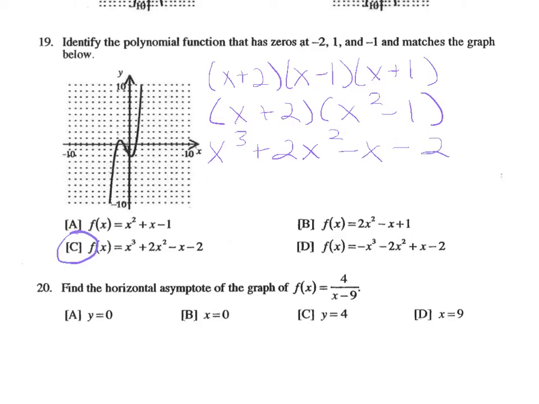which would be choice C. And for the last problem, we want to find the horizontal asymptote of the graph 4 over x minus 9. Since the degree on top is smaller than the degree on the bottom, we automatically have a horizontal asymptote at y equals 0.